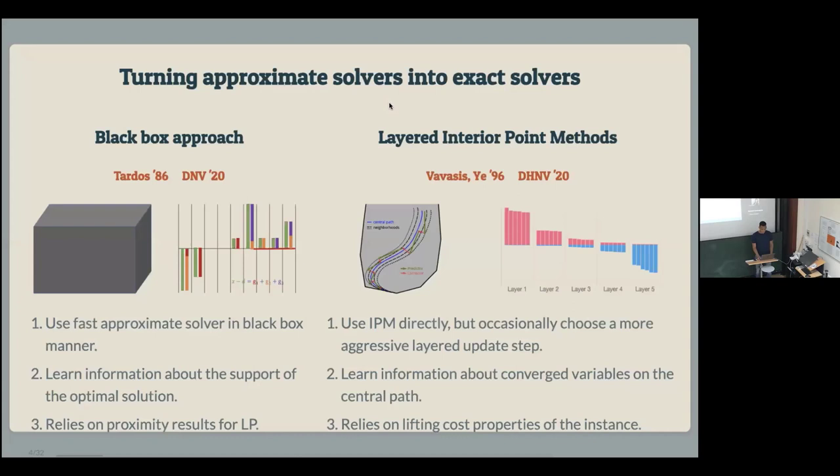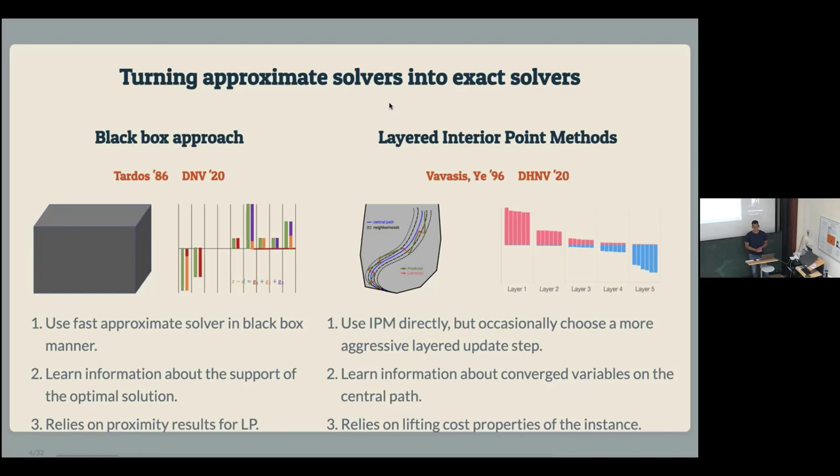I have two general frameworks in which we are doing this. One is a black box approach, where you actually just need the epsilon approximation and nothing else of your solver. And the second regime is essentially we open the black box and use different interior point methods to solve LPs exactly.